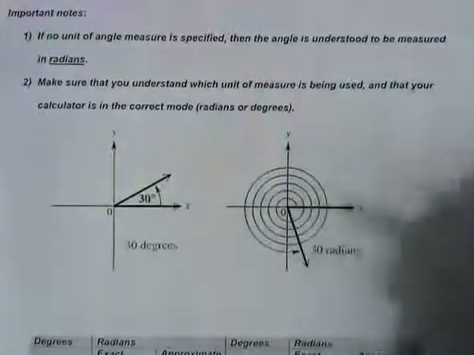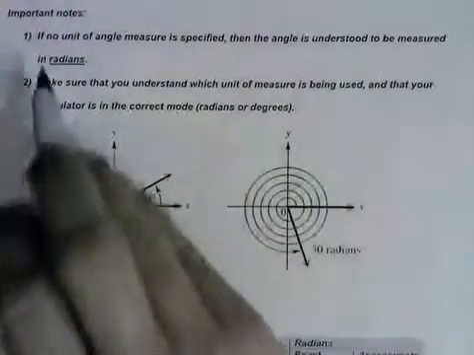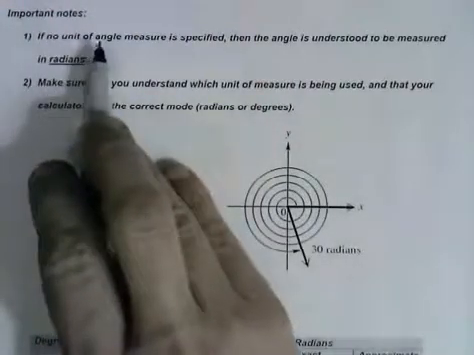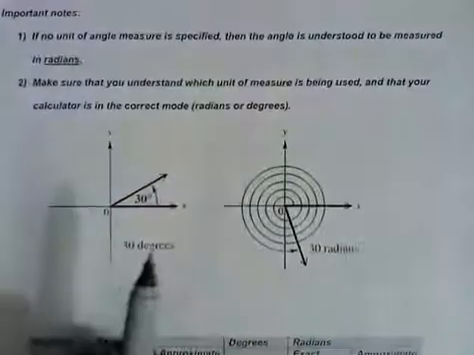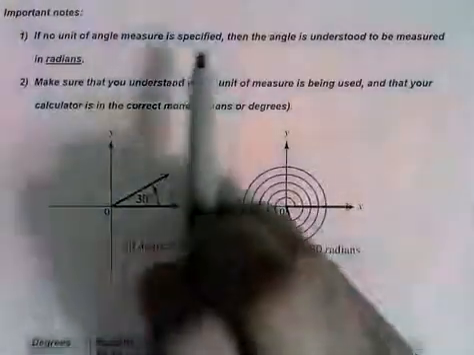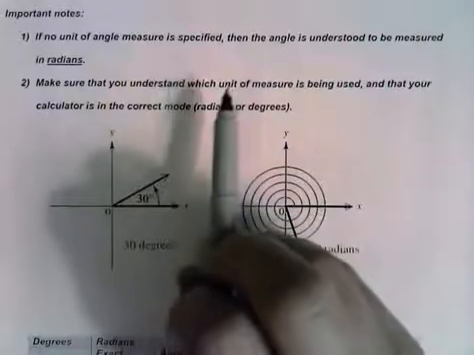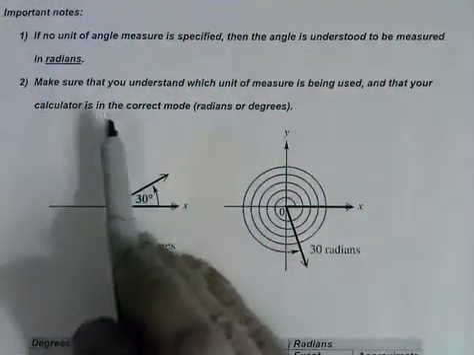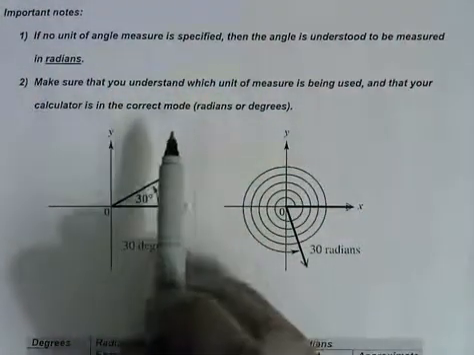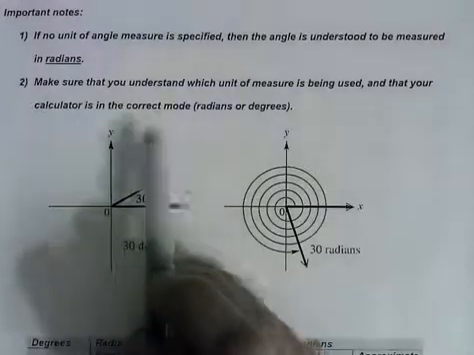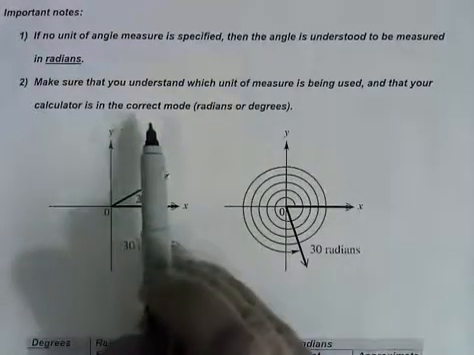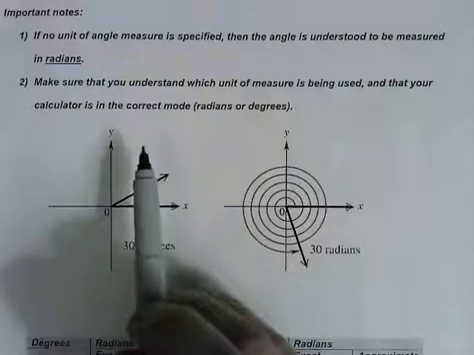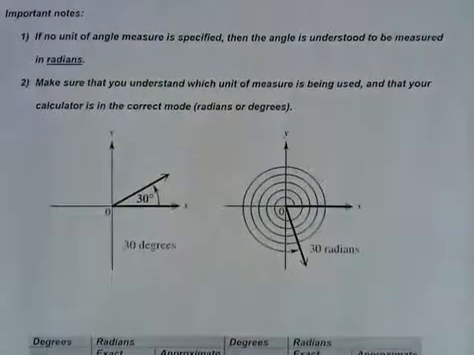A couple of things that are really important to remember with this. First of all, if there's no degree symbol, so if there's no unit of angle measure that's specified, then it's understood that the angle is measured in radians. Make sure that you understand which unit of measure is being used and that your calculator is in the correct mode for that. It's really easy now that we're going to be dealing with both degrees and radians to get mixed up with your calculator, that it will give you completely wrong answers if you're using the wrong mode.